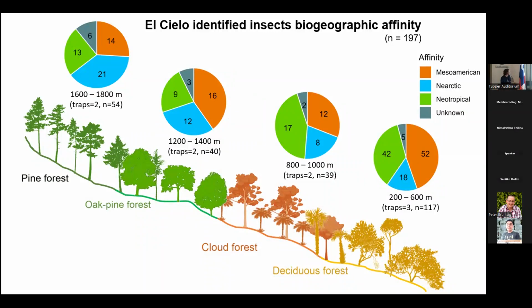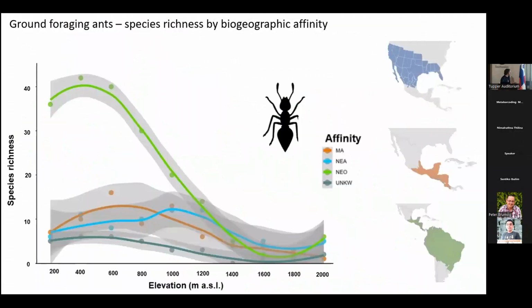Yeah. But we see a certain portion of species of Nearctic origin distributed along the whole gradient. So it's not really like separated lowlands versus high elevations. We did a similar analysis for ants, where we can actually say something about their biogeographic affinity and origin. This is based on roughly 150 species, and we see something similar.